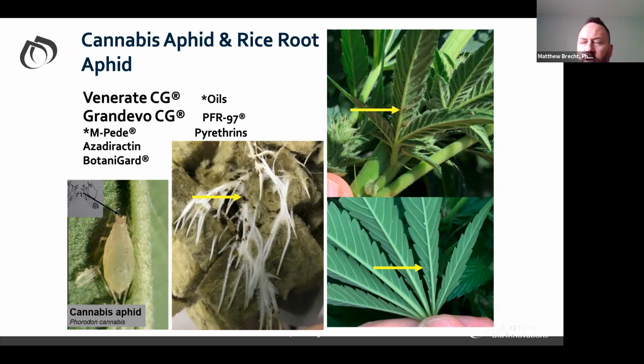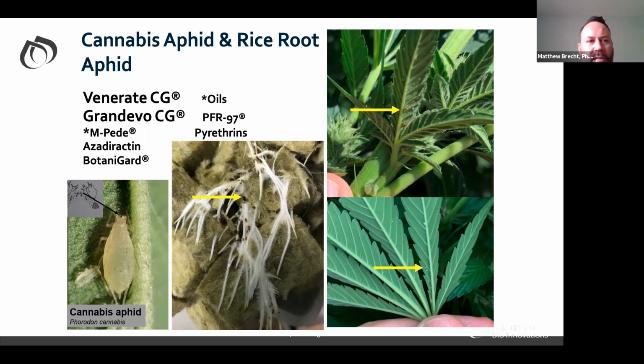But as far as root aphids go, they are notorious for escaping products as you're drenching them. So what I like to do, if it's in veg, is you can do a root drench of pyrethrin. So the Pyganic specialty, do a root drench of that.